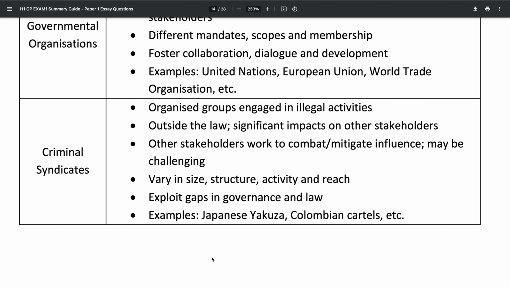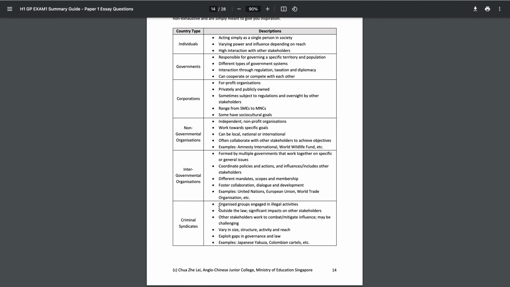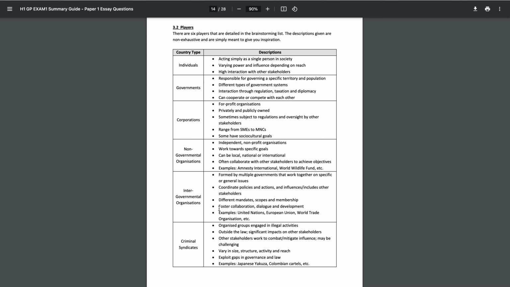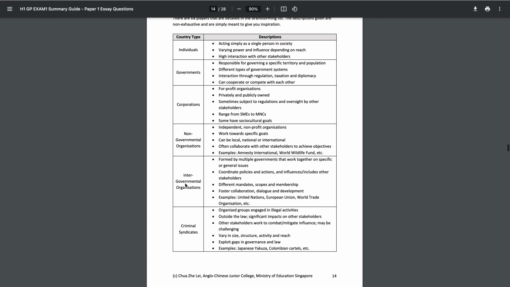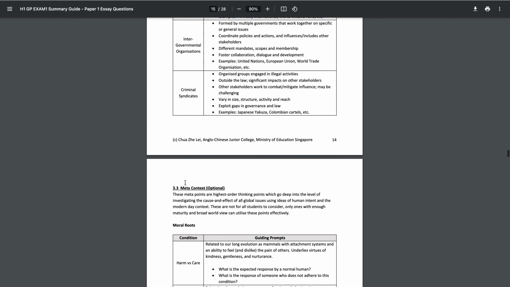And so they often exploit the gaps left by the governments, left by organizations, and they exploit the gap to gain influence, to gain profit, to gain prestige. Examples include your yakuza, your cartels, your drug smugglers, and stuff like that. So you can use these 6 players in conjunction with SP, in conjunction with country types, to gain a large ranging perspective on the issue. This is the easiest way you can get your range arguments out. So make sure you use this.